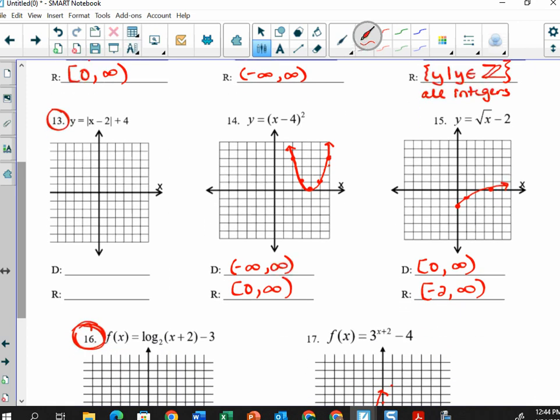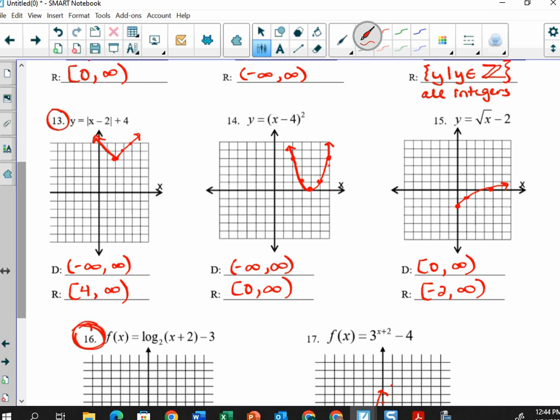13 was probably easier for you. You're just shifting right 2, up 4. Draw your absolute value graph from there. Is that one easy? Okay. Domain, all reals. Range, bracket, 4 to infinity.